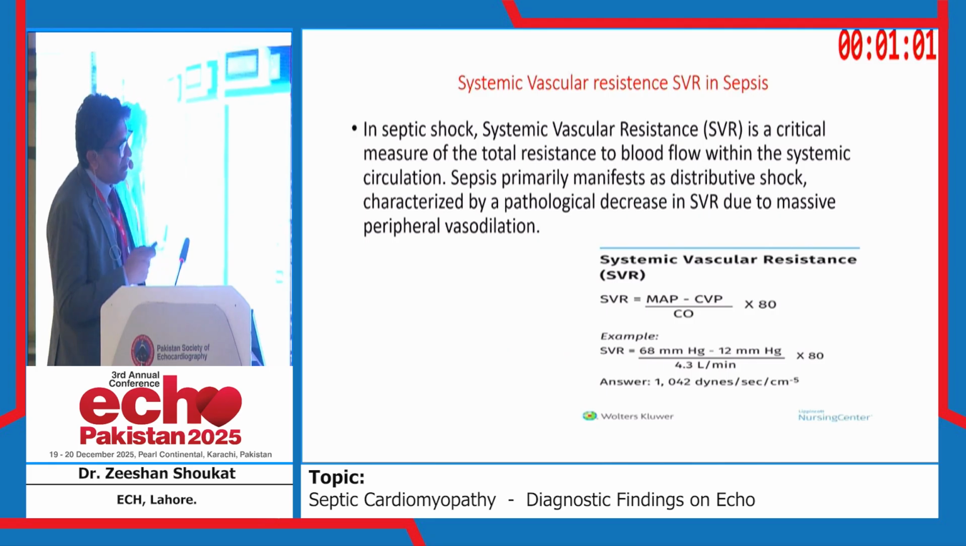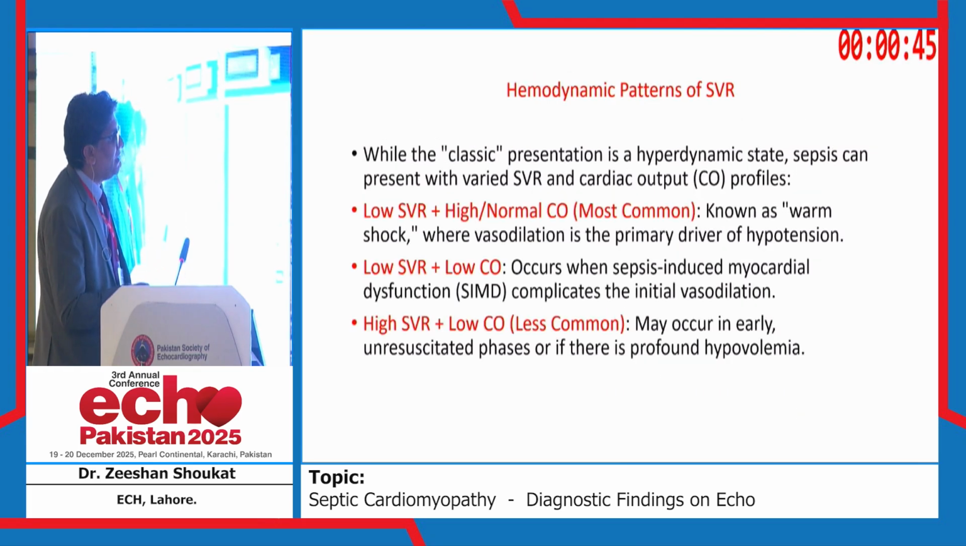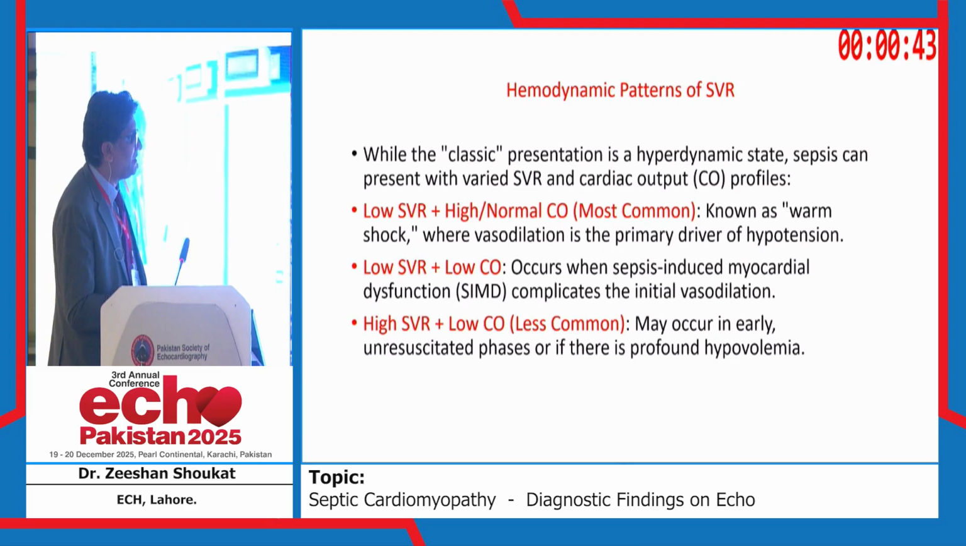Another modality you should be calculating in a sepsis patient is systemic vascular resistance. The simple formula is mean arterial pressure minus CVP, over cardiac output, times 80, and the normal value is 800 to 1200 dynes per second per centimeter to the fifth. This also occurs when sepsis-induced myocardial dysfunction accompanies the initial vasodilation.